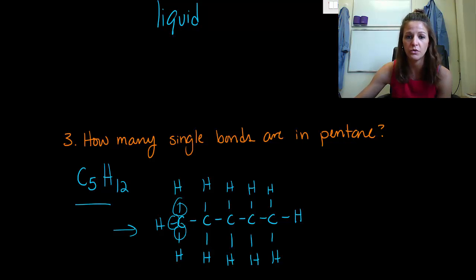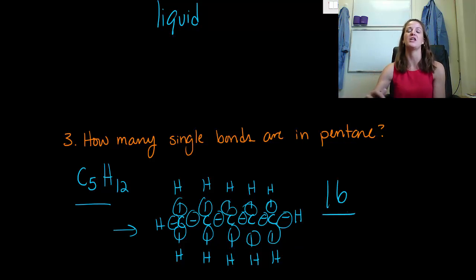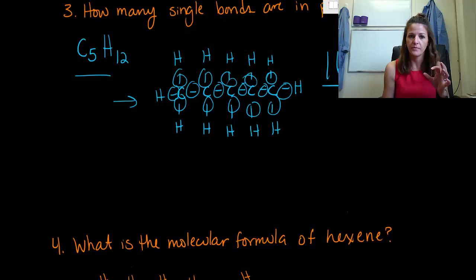So I count 1, 2, 3, 4, 5, 6, 7, 8, 9, 10, 11, 12, 13, 14, 15, 16. Is that right? Yes, okay. Whew. 16 single bonds in pentane, all right? So you do your formula, draw your structure, count your bonds. Pretty simple. So now we're going to make it a little bit harder.